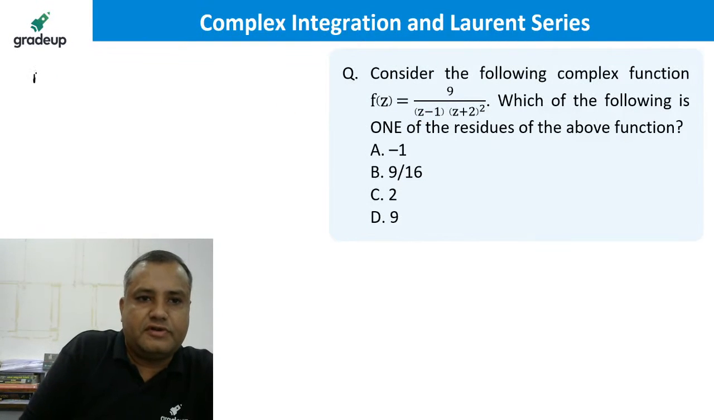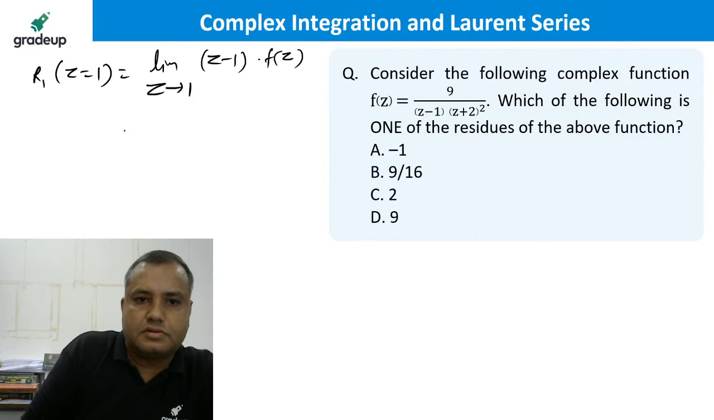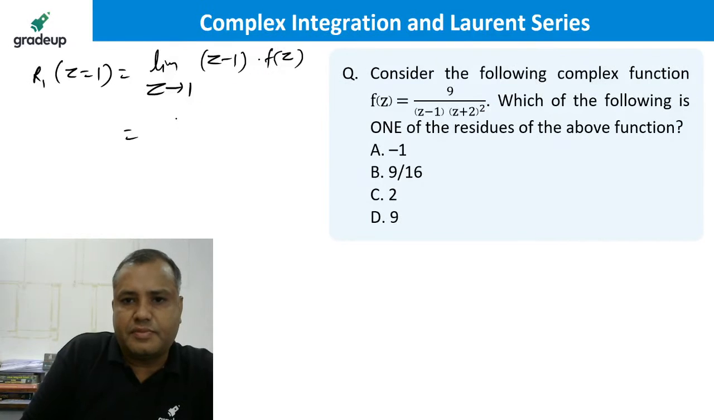So first of all, we'll find the residue at z equal to 1. So limit z tending to 1. z minus 1 is cancelled. In this remaining function you have to put z equal to 1. So 9 upon 9, that will be 1.